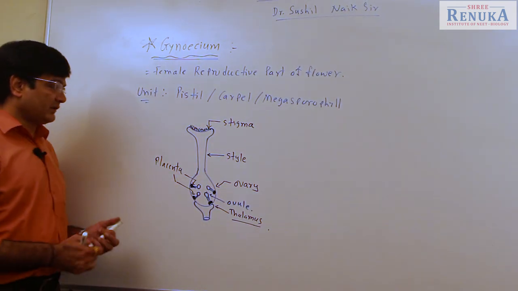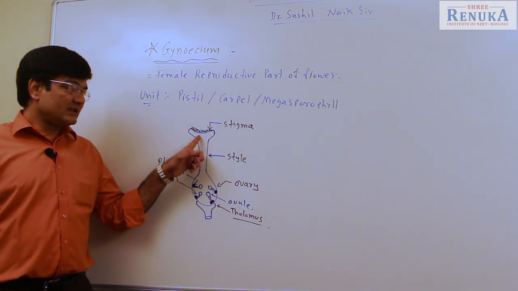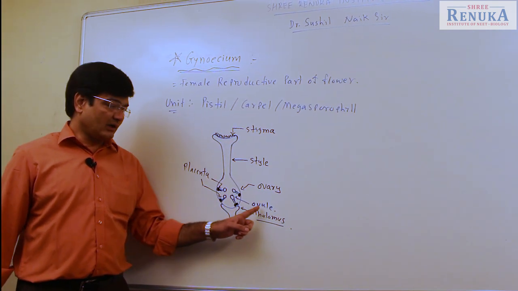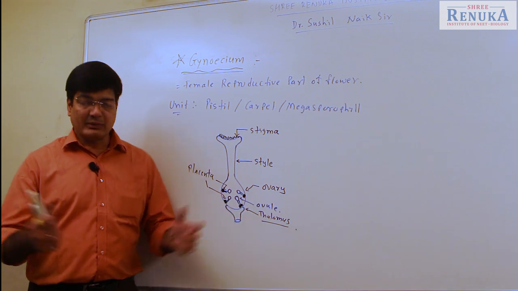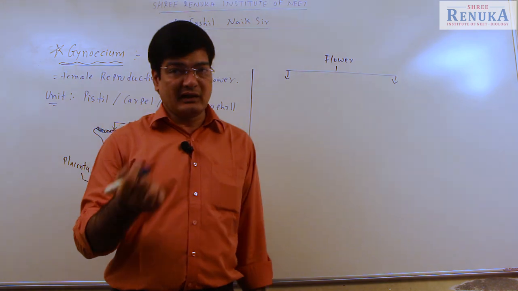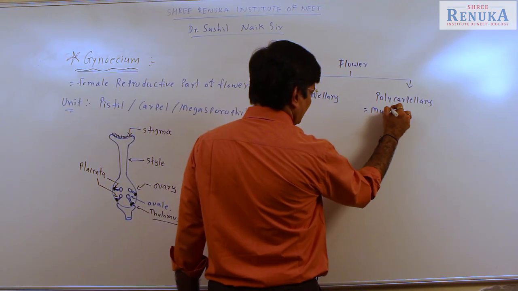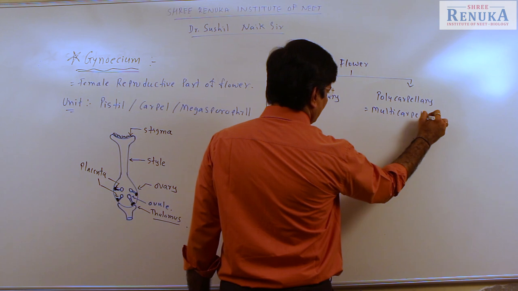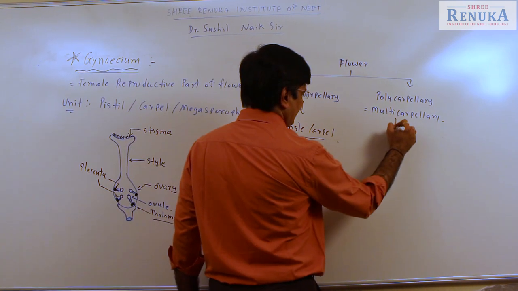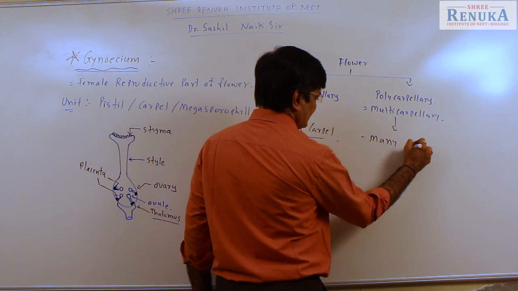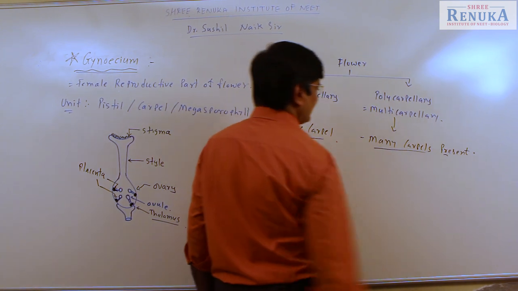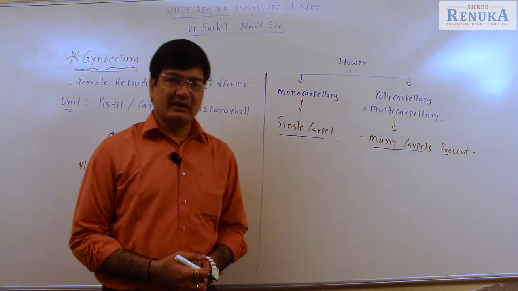If we talk about the entire pistil, the distal end of the pistil is the stigma, and the proximal end is called the ovary, which is a bulge-like or pouch-like structure. The flower may be monocarpellary or polycarpellary, also called multicarpellary. If a single carpel is present, it is monocarpellary, and if many carpels are present, it is called polycarpellary or multicarpellary.